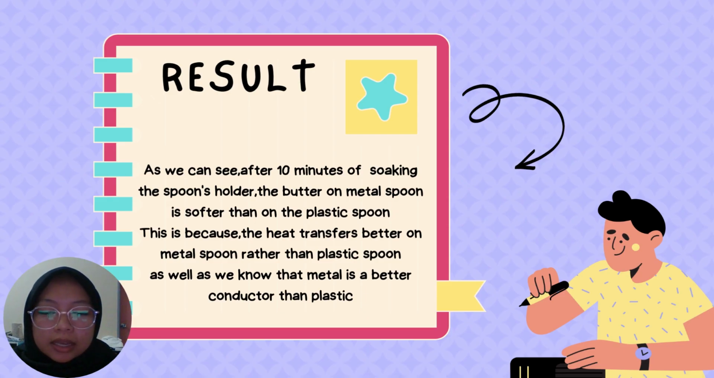So the result is, as we can see, after 10 minutes of soaking the spoon's holder, the butter on the metal spoon is softer than on the plastic spoon. This is because the heat transfers better on the metal spoon than the plastic spoon, as we know that metal is a better conductor than plastic.